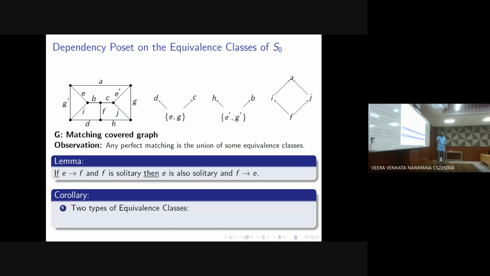In light of this observation, we can classify equivalence classes into 2 types: solitary class and non-solitary class. And every solitary class is a minimal class. This directly comes from this observation. Suppose a solitary class lies somewhere above, and then this depends on this, and this also depends on this, and they will collapse into a single equivalence class.